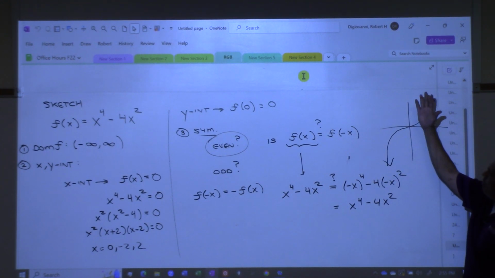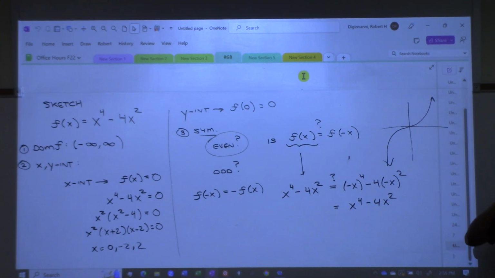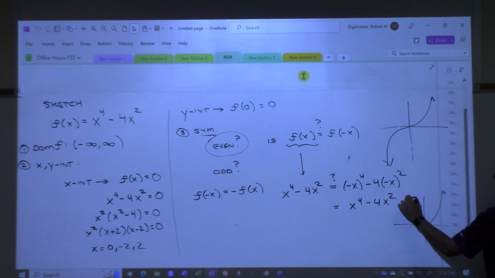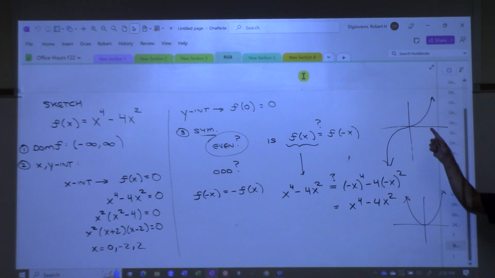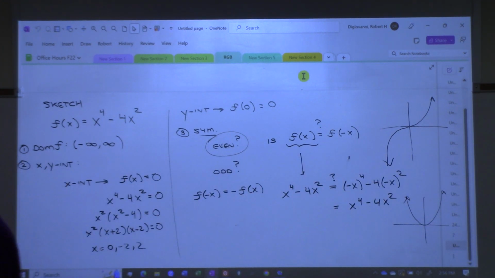If you reflect this over and then reflect that down, you get itself. That's odd. Even would be like a parabola. Even, odd. Okay, so I've figured out that it's even, right? That's just going to be helpful when I draw this thing.